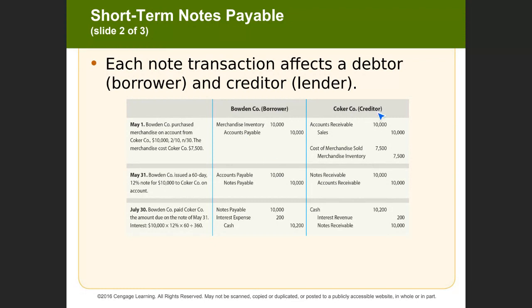For the creditor, Coker, they are going to debit their accounts receivable for $10,000 because that's what they are owed, and they're going to credit their sales account for $10,000. But they're also going to make this adjustment on their merchandise account. So they're going to debit their cost of merchandise sold for $7,500 because that's what it actually cost them, and they're going to credit their merchandise inventory account for $7,500.